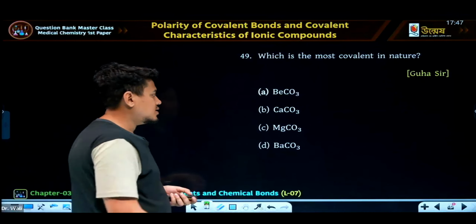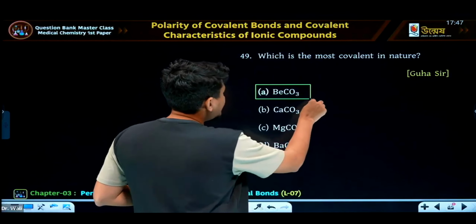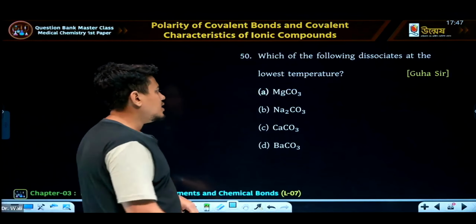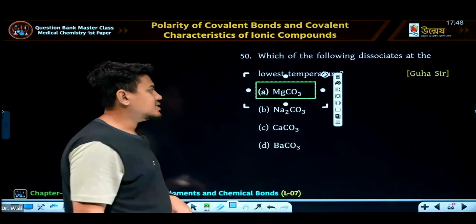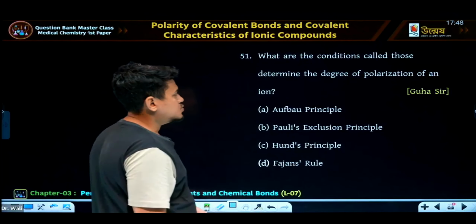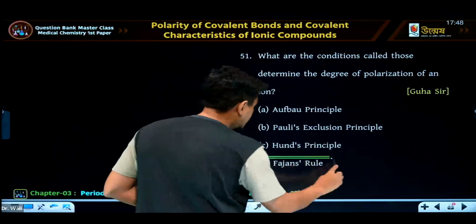Which is the most covalent in nature? Most covalent in nature will be beryllium carbonate because of its smaller size of cation. Which of the following dissociates at lowest temperature? Lowest temperature dissociation will be shown by magnesium carbonate because of its high charge and smaller size. What are the conditions called that determine the degree of polarization? These are called Fajans' rule.